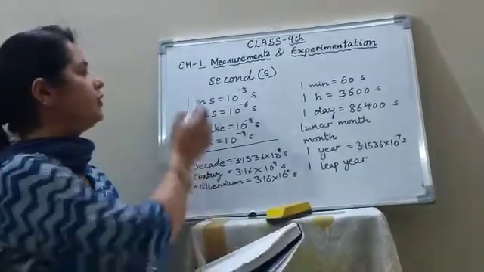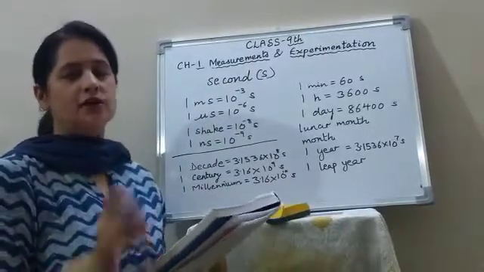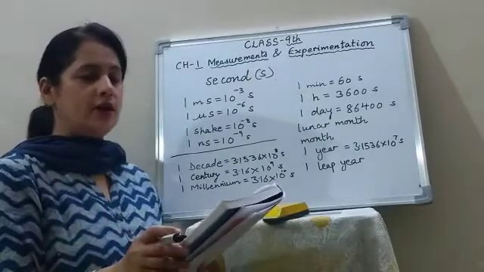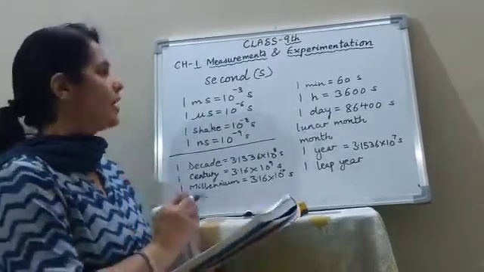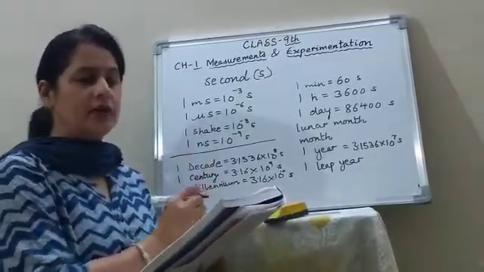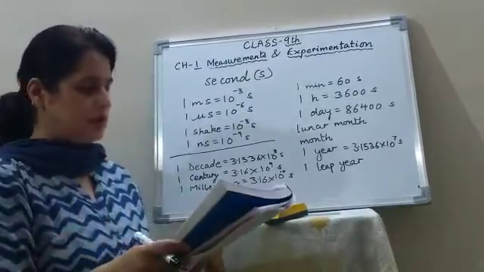The SI unit of time is second. 1 second is defined as 1 upon 86,400 part of a mean solar day. That means 1 second is 1 upon 86,400 multiplied by 1 mean solar day.